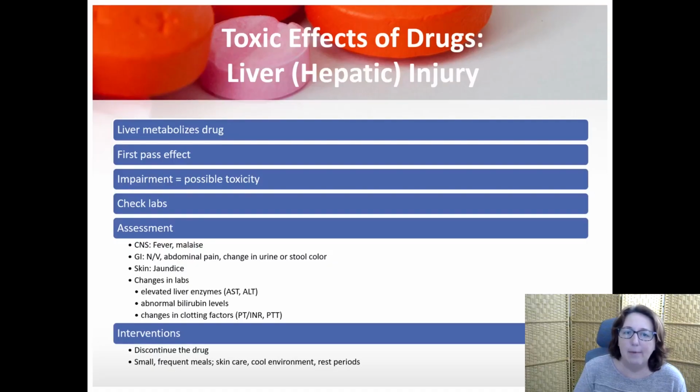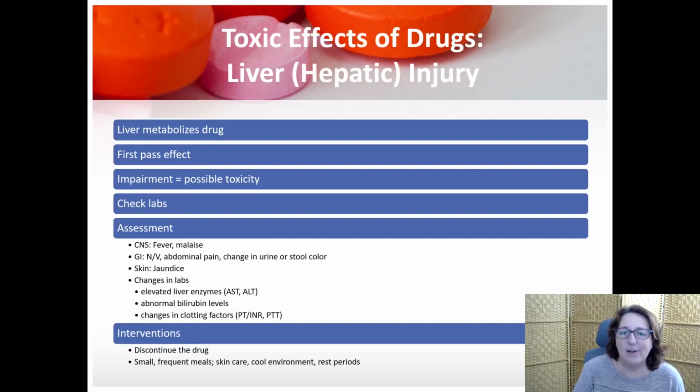Another toxic effect is liver or hepatic injury. Liver is key in metabolizing drugs. So remember back to that first pass effect. Oral drugs are absorbed and sent directly to the liver through that portal vein. So the liver cells get the full impact of the drug before it is broken down into metabolites.